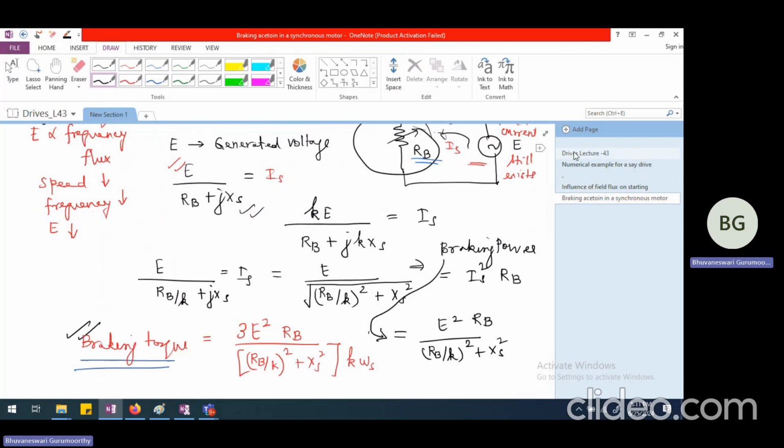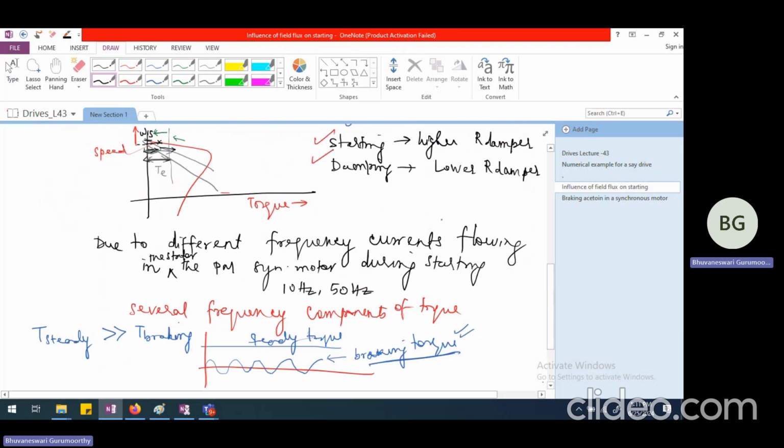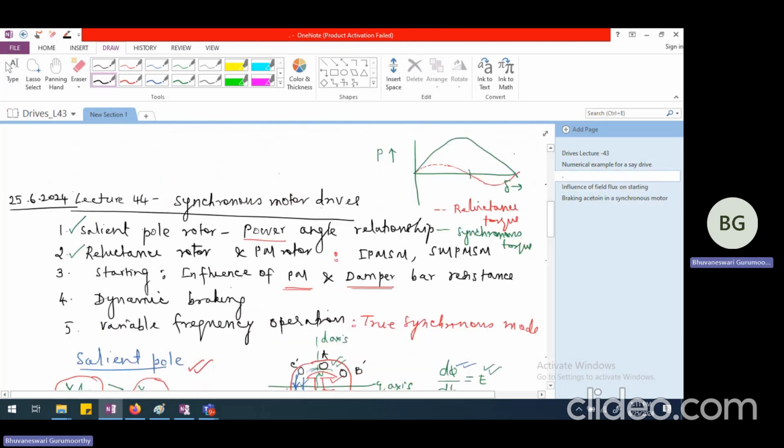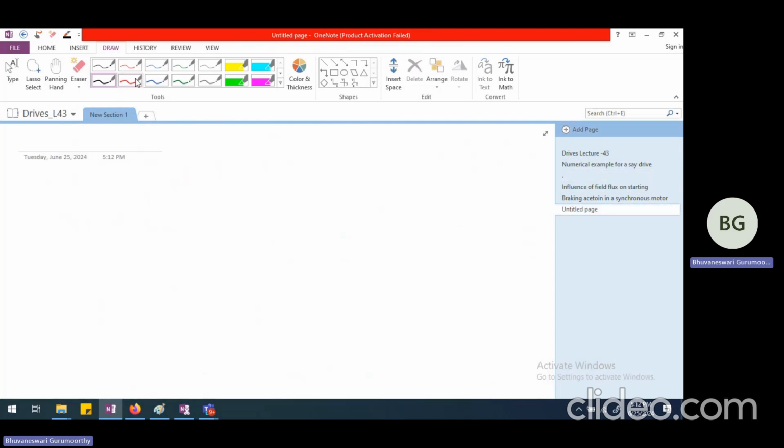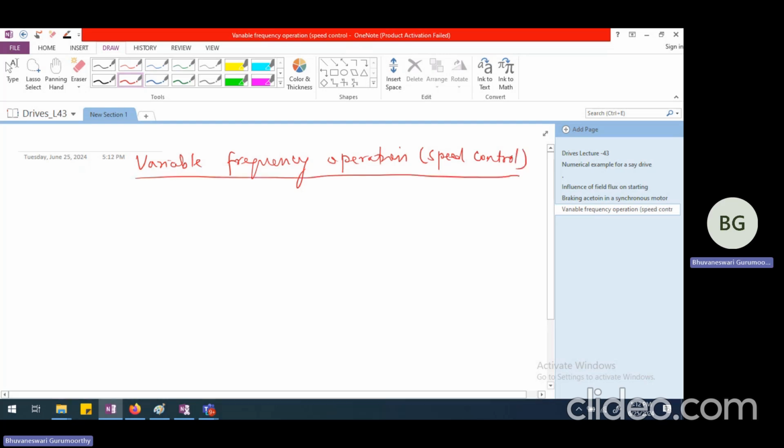So the next topic that I want to take up for the synchronous machine, now that we have taken a look at dynamic braking, is: what is the variable frequency operation of a synchronous machine? So let us try to look at variable frequency operation or speed control of a synchronous motor.